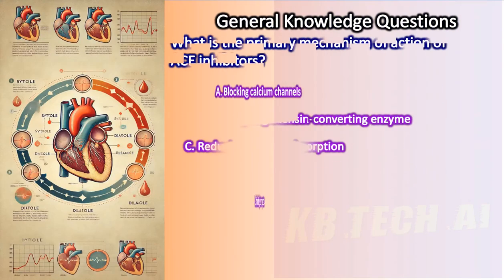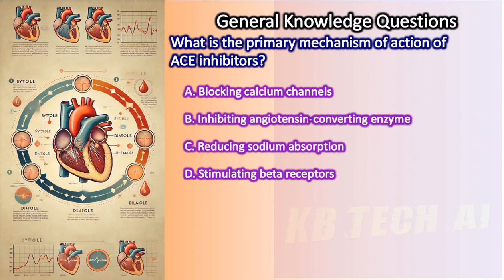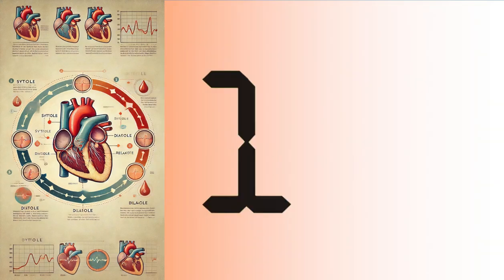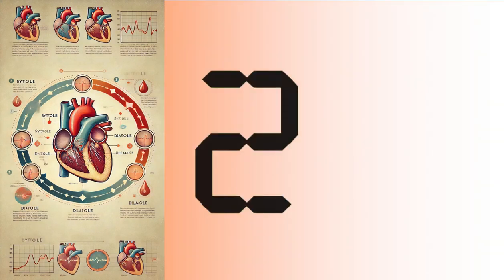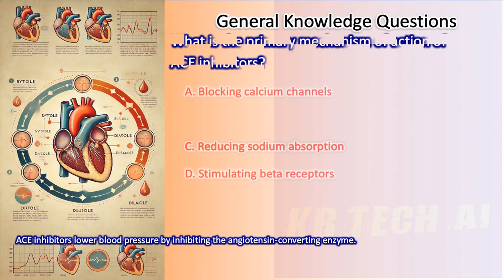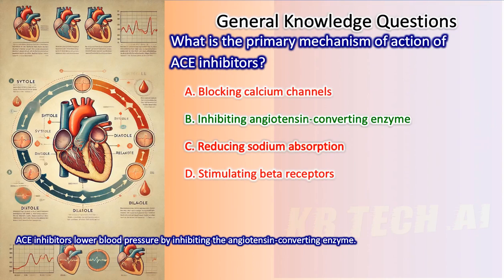What is the primary mechanism of action of ACE inhibitors? Option 1, blocking calcium channels. Option 2, inhibiting angiotensin converting enzyme. Option 3, reducing sodium absorption. Option 4, stimulating beta receptors. The answer is option 2, inhibiting angiotensin converting enzyme.